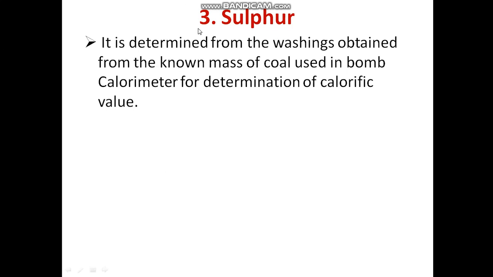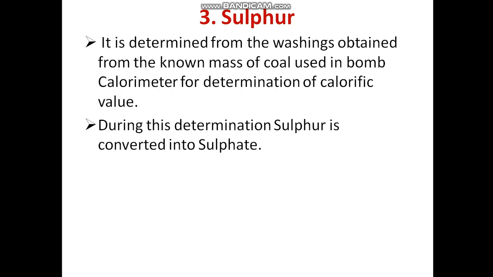The third is called sulfur. Now it is determined from the washings from the mass of the coal which is used in the bomb calorimeter. This bomb calorimeter is used for the determination of the calorific value of the fuel. During this determination, sulfur is converted into sulfate. So in whatever coal sample we are using, the sulfur is present and that sulfur is converted into the sulfate.